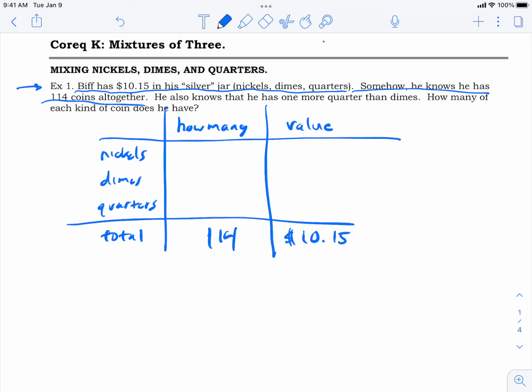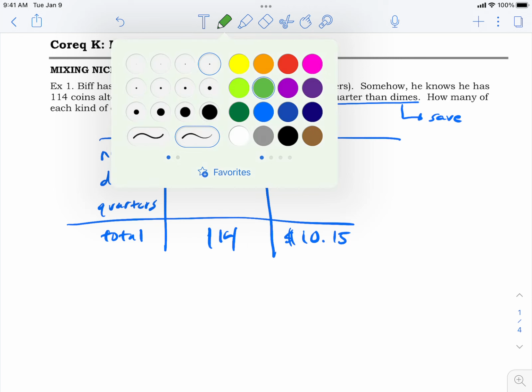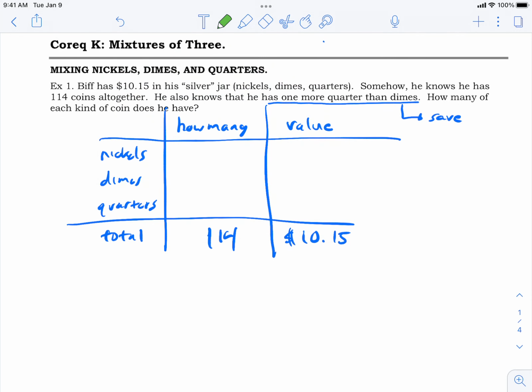And are they telling us anything else? Well, they're telling us here that he has 1 more quarter than dimes. Okay, if you don't mind, I'm going to save that for later. And then the question, how many of each kind of coin does he have? Now, why am I saving that for later? Because we're expecting 3 equations, 3 unknowns. And if you look at your table, it's got 3 rows in it.